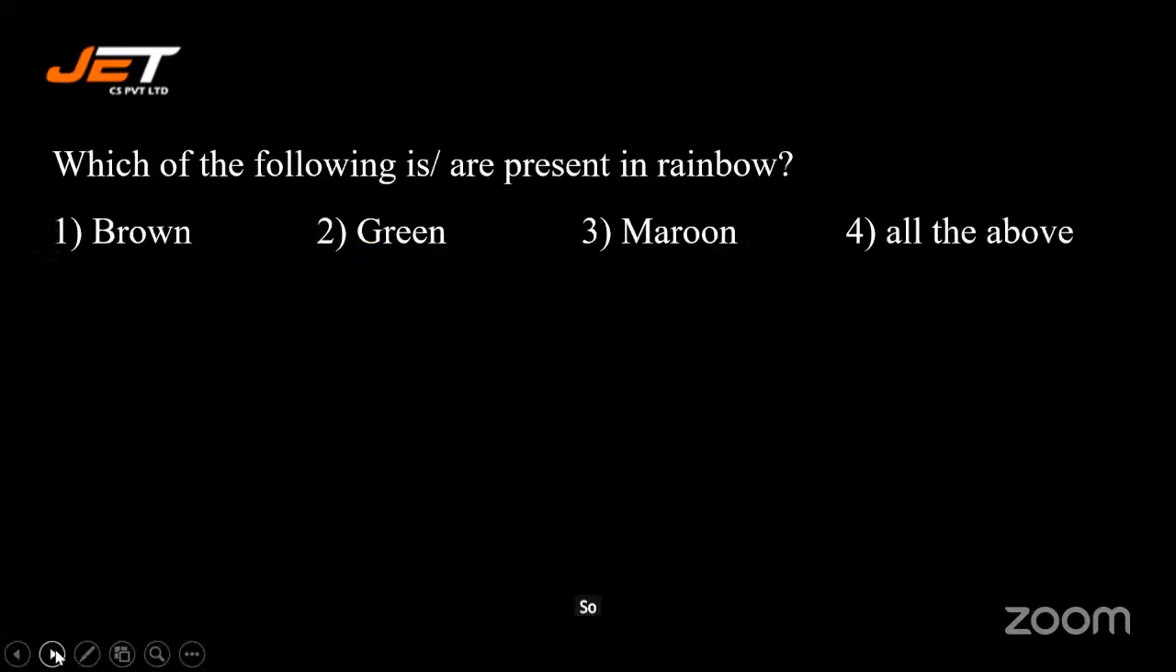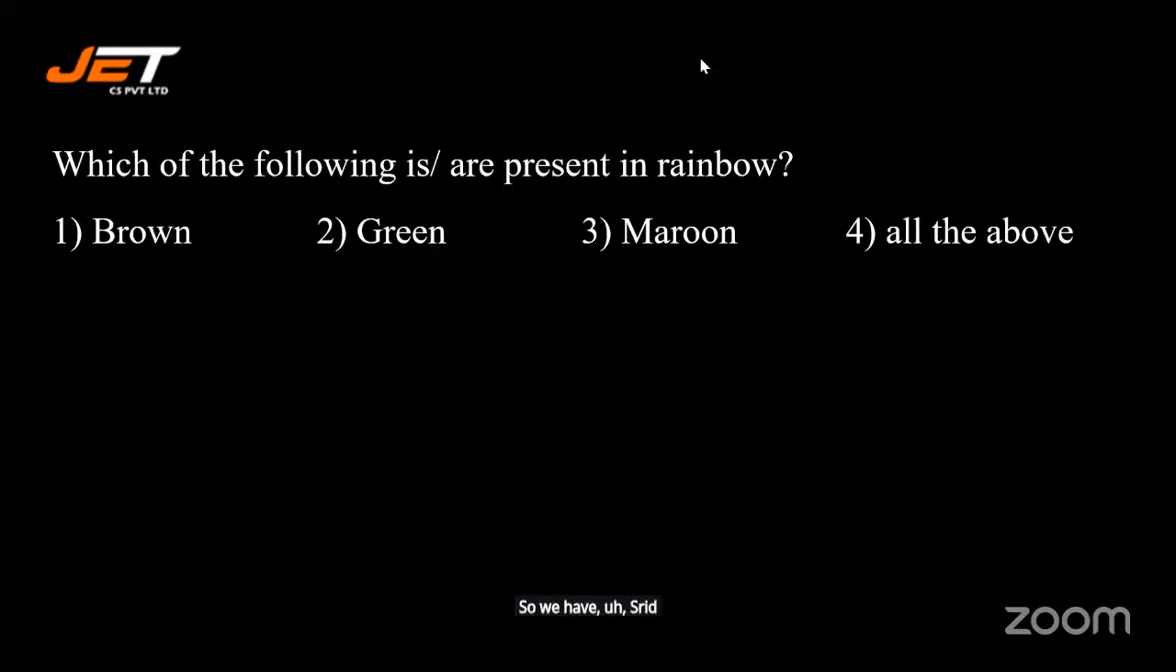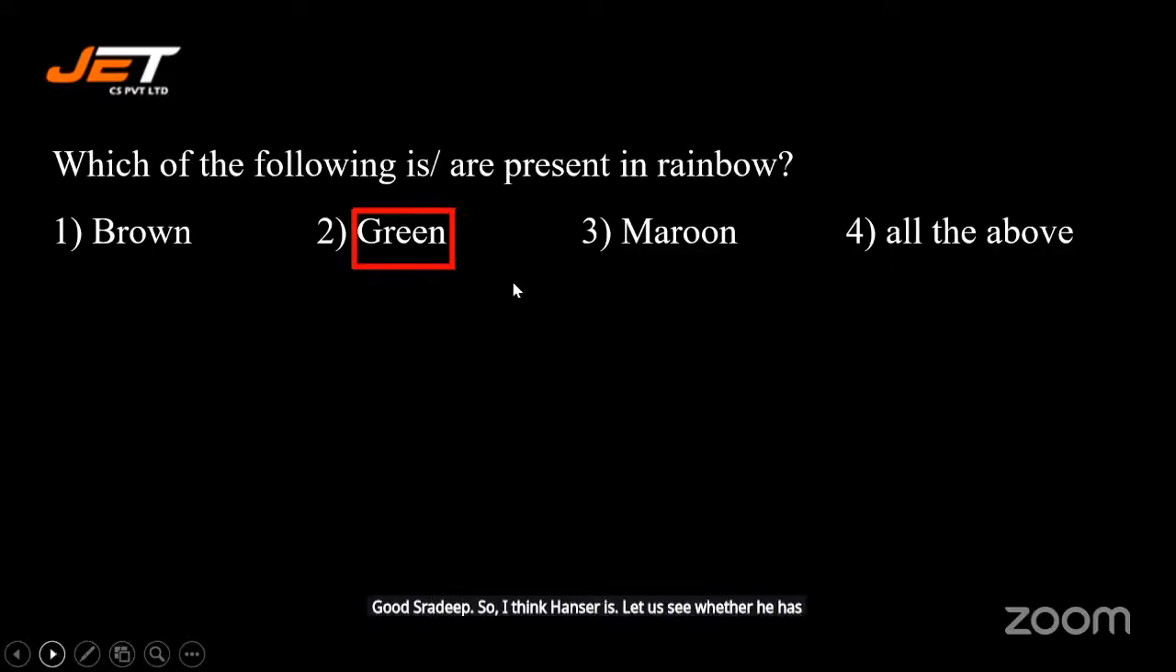So here is our first question. Which of the following is present in a rainbow? Here are a few colors which they have mentioned: brown, green, maroon and others. So which color in specific is present in a rainbow? Can anyone answer this question? So we have Srideep here. He's telling it is green. Good, Srideep. Let us see whether he has done it correct. Yes, green is the answer.